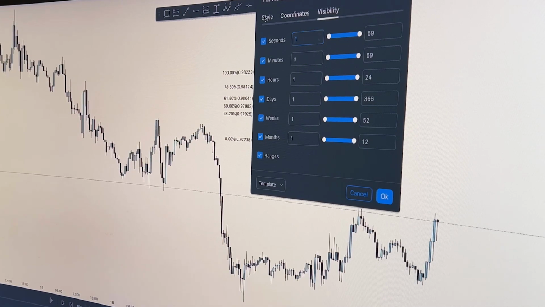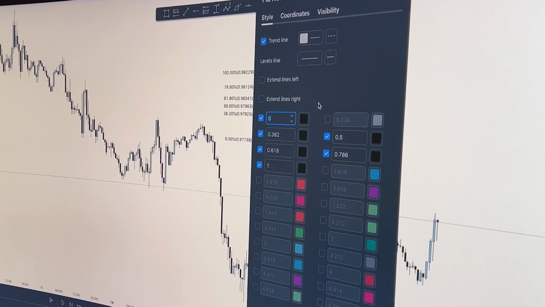So that is my exact fib levels and settings that I use, so you guys can copy that and have the exact same settings as me. I know a lot of you requested that, so there you go.